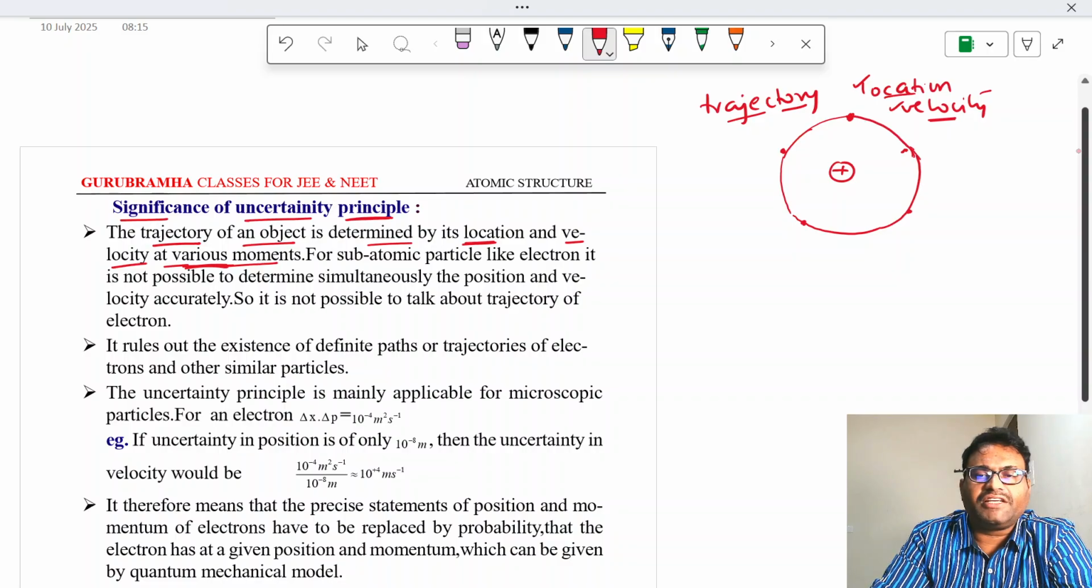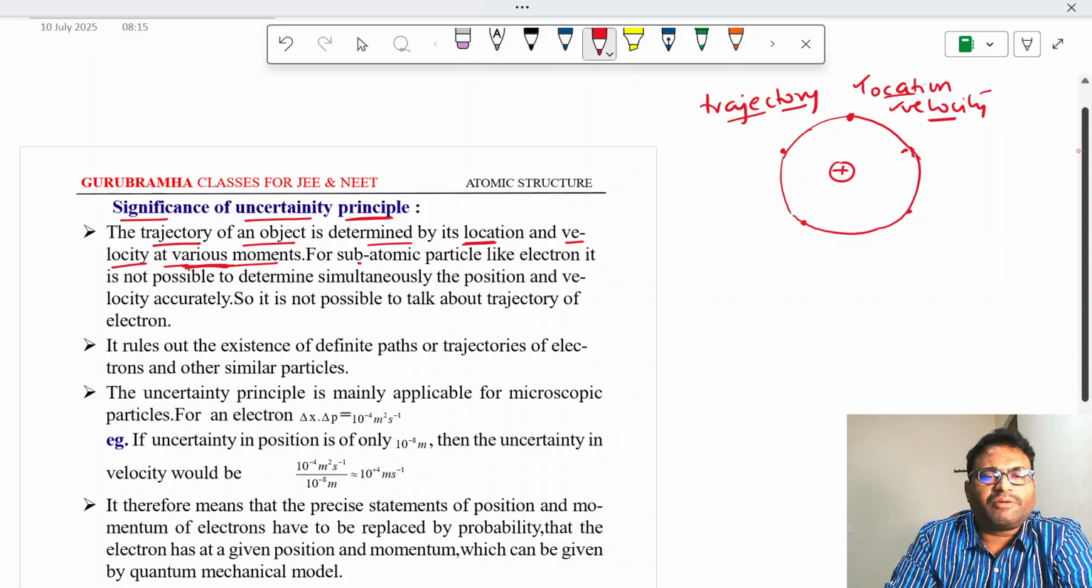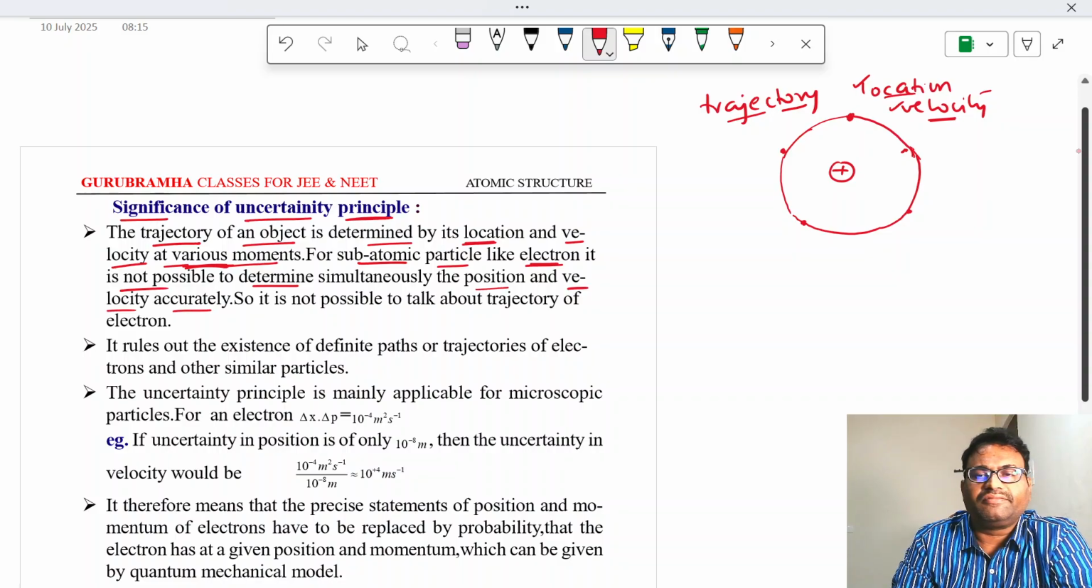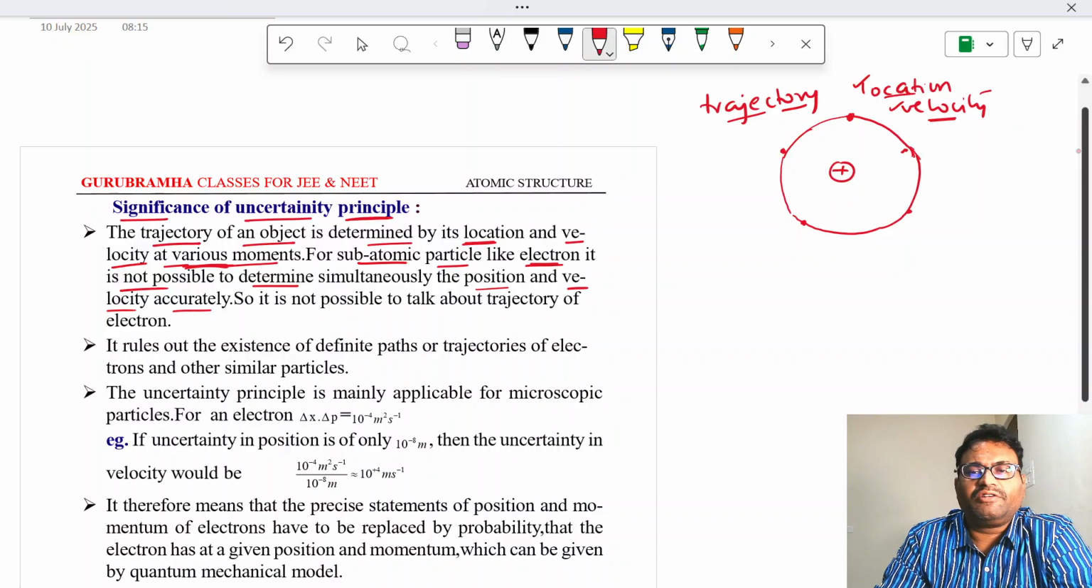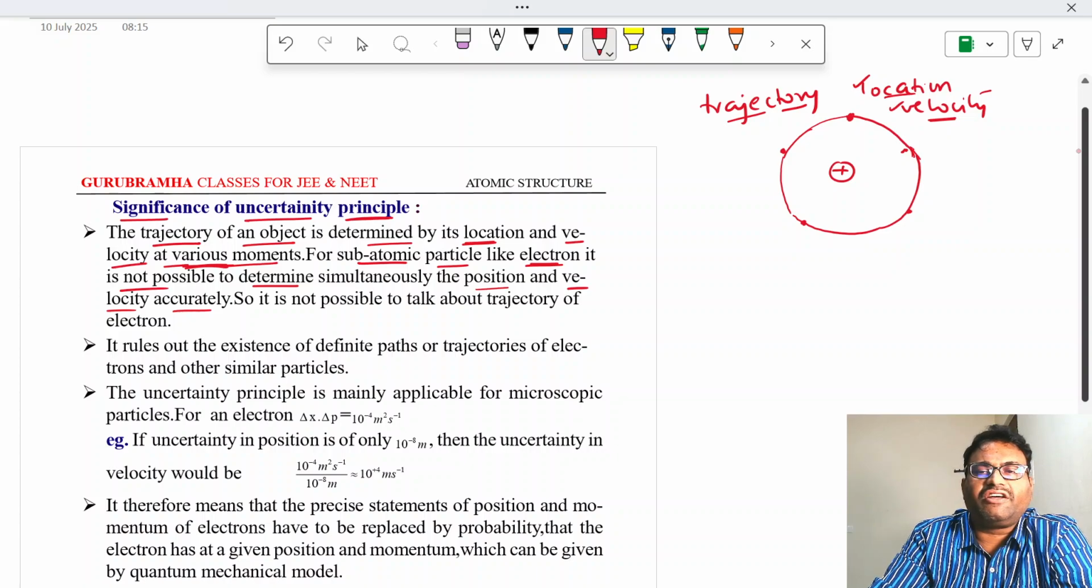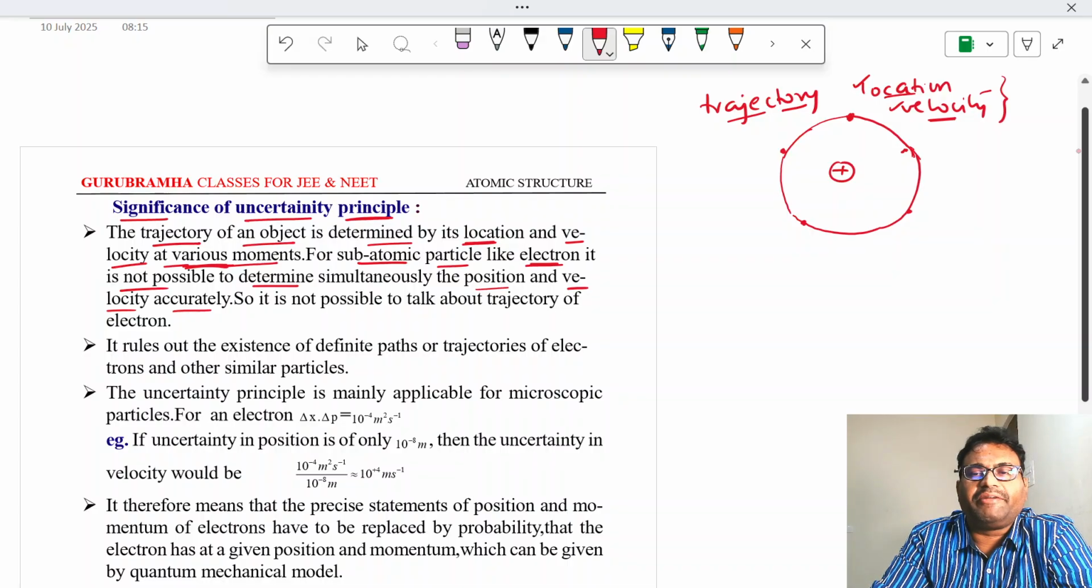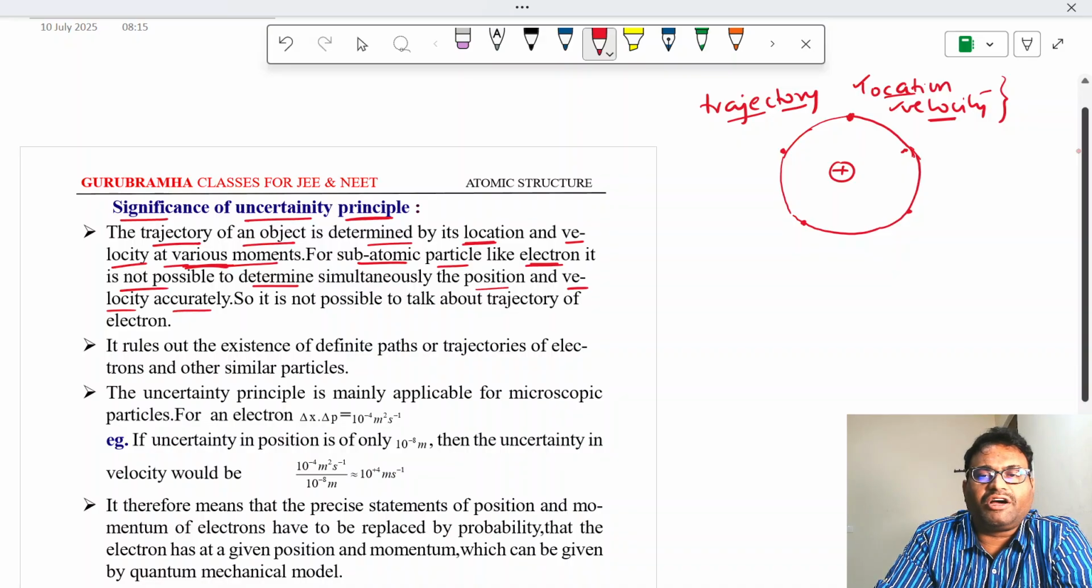But from the Heisenberg uncertainty principle, for subatomic particles like the electron, it is not possible to determine simultaneously both position and velocity accurately. According to Heisenberg, position and velocity cannot be calculated accurately at the same time. As they cannot be calculated accurately at the same time, how can we discuss the trajectory? We cannot discuss the trajectory of this electron.